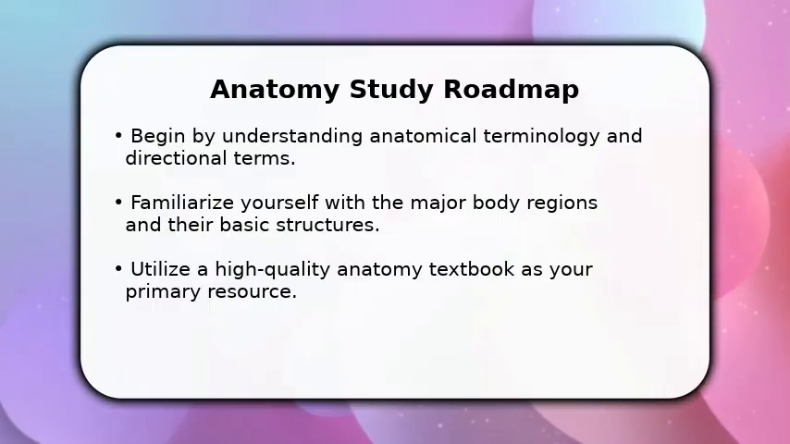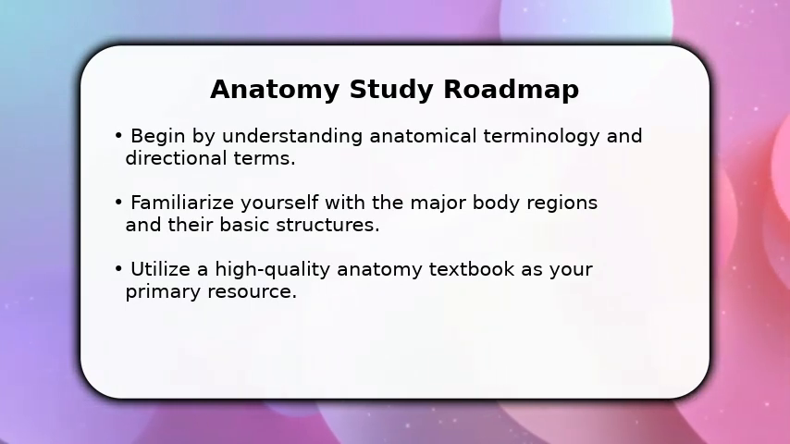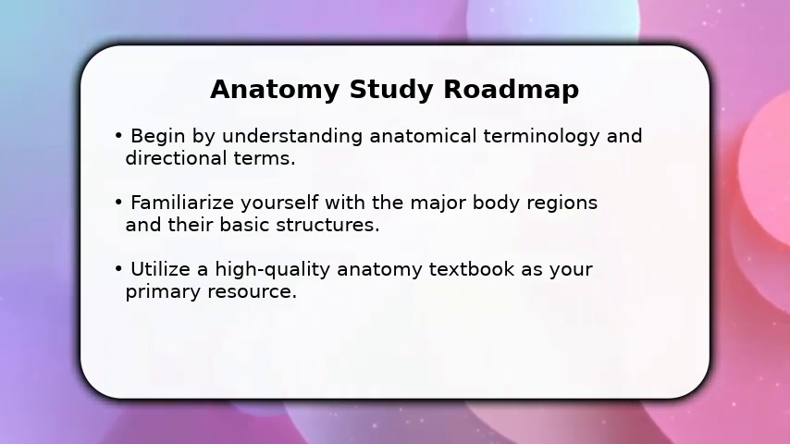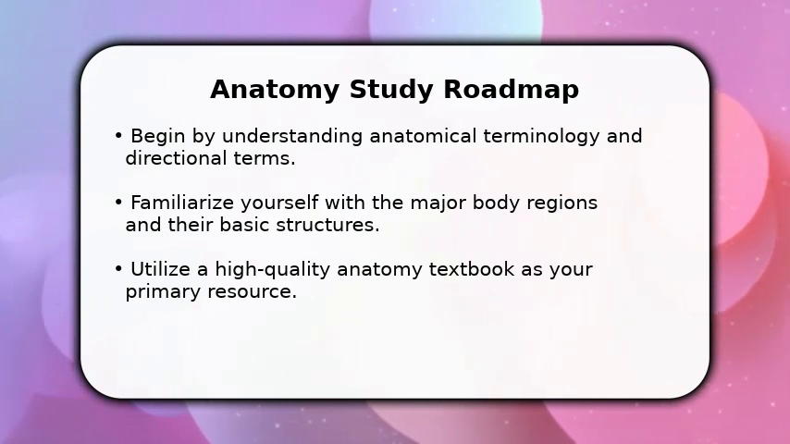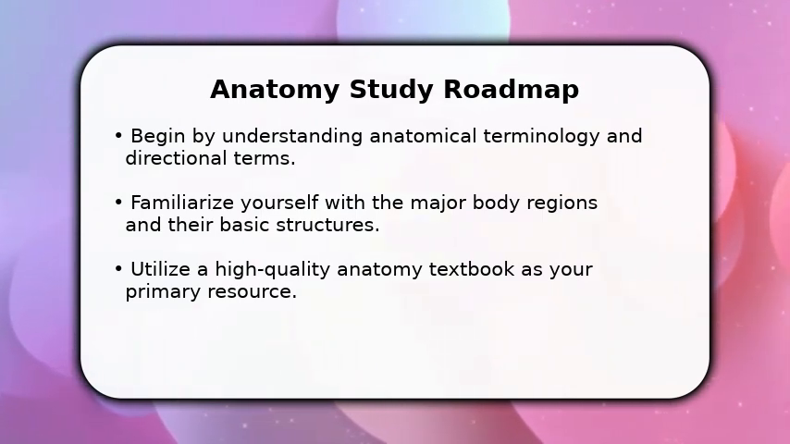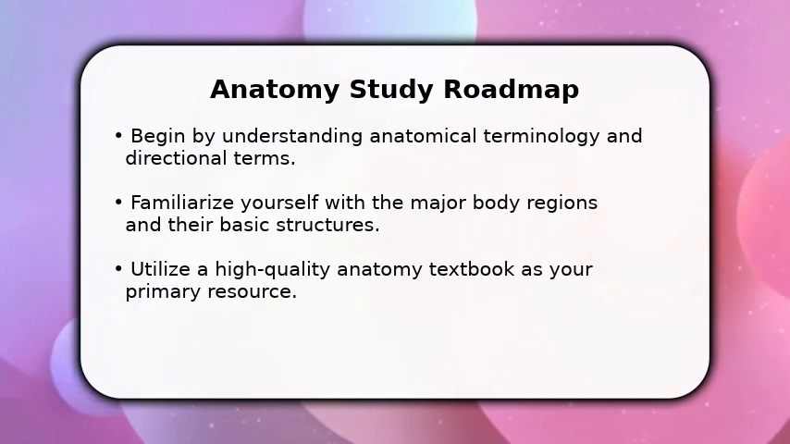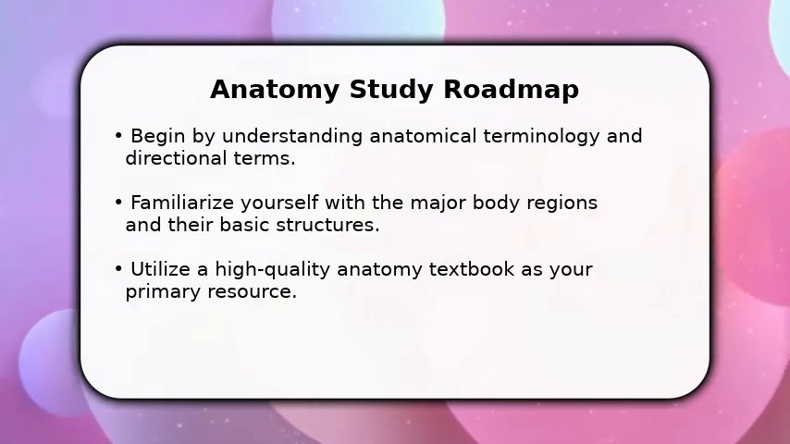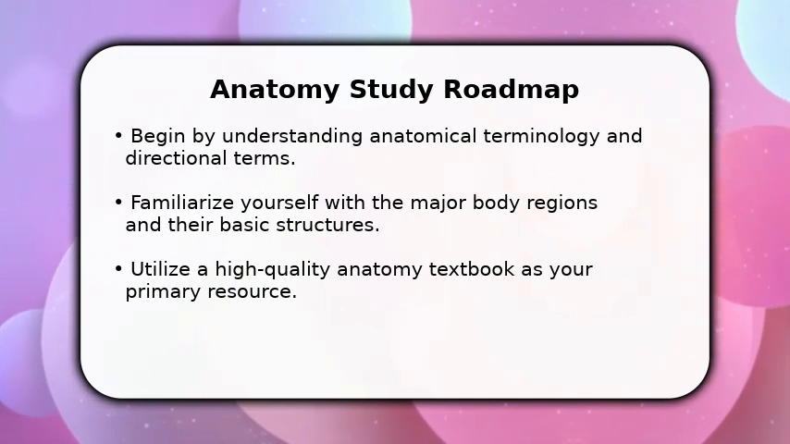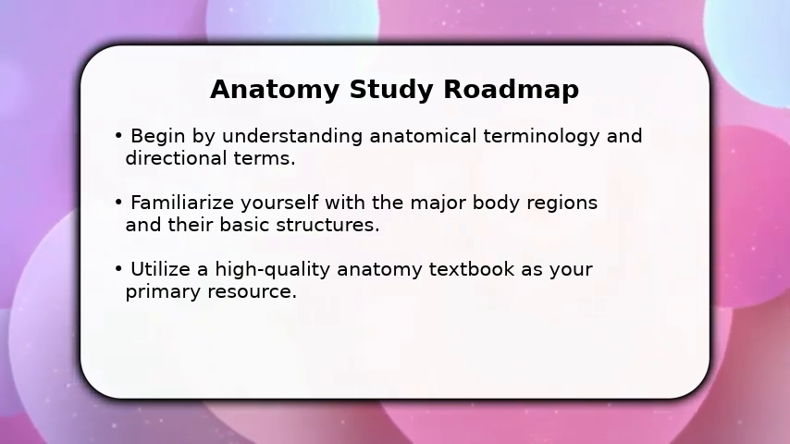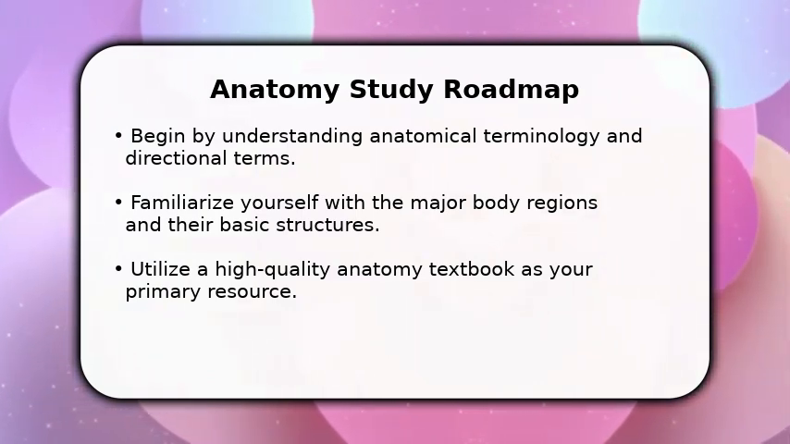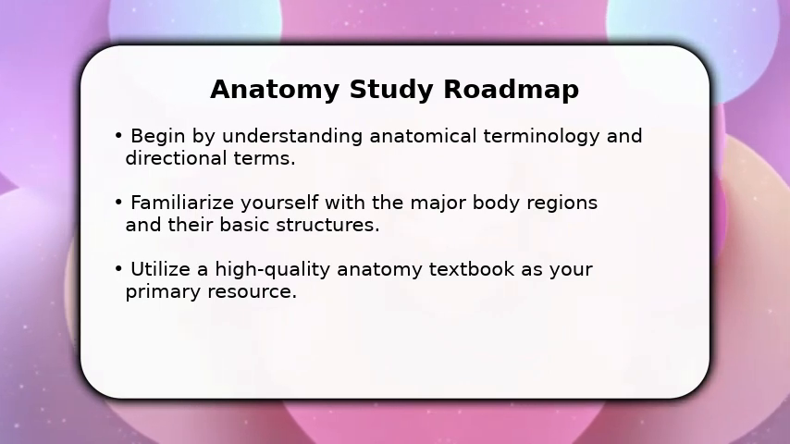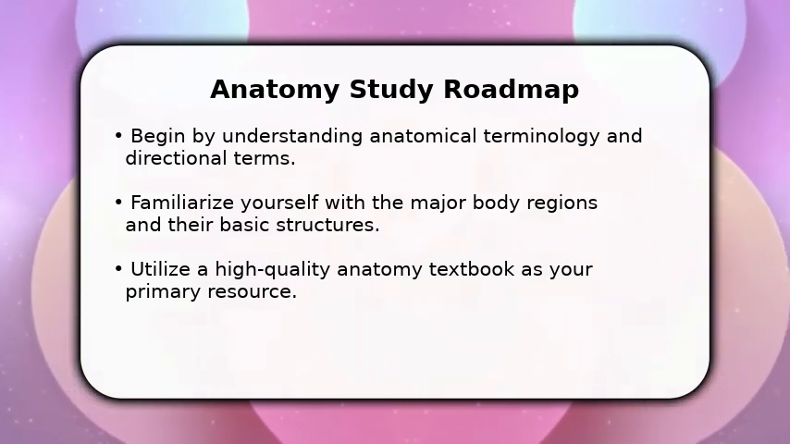In this video, I will explain how to study general anatomy. First, establish a strong foundation by mastering anatomical terms like superior and inferior and understanding body planes. Next, get acquainted with the major body regions, such as the head, neck, and limbs, and their fundamental components. Always refer to a comprehensive anatomy textbook for in-depth explanations. Additionally, an anatomy atlas with clear, labeled diagrams will be incredibly helpful for visual learners, providing detailed views of structures.